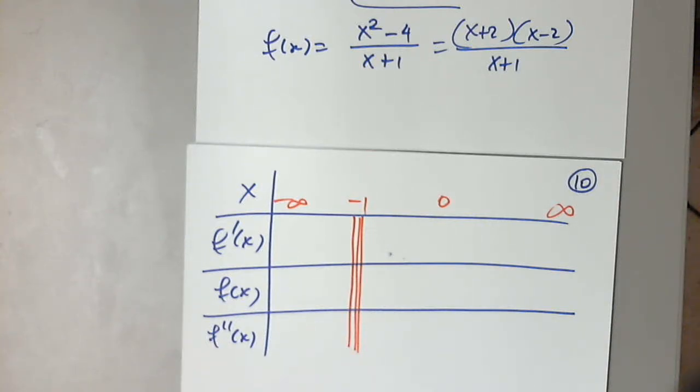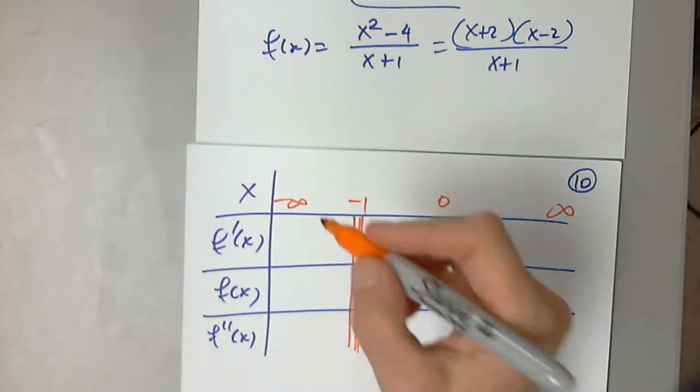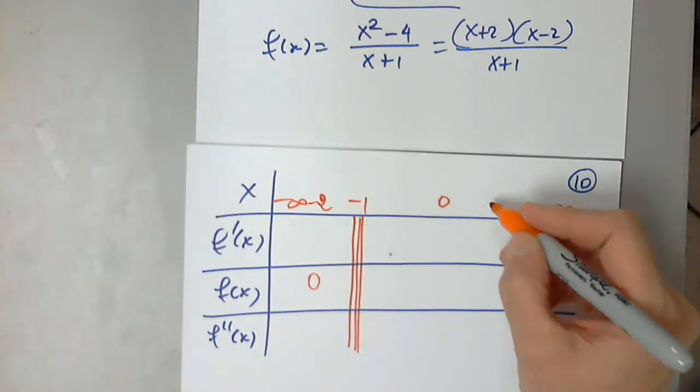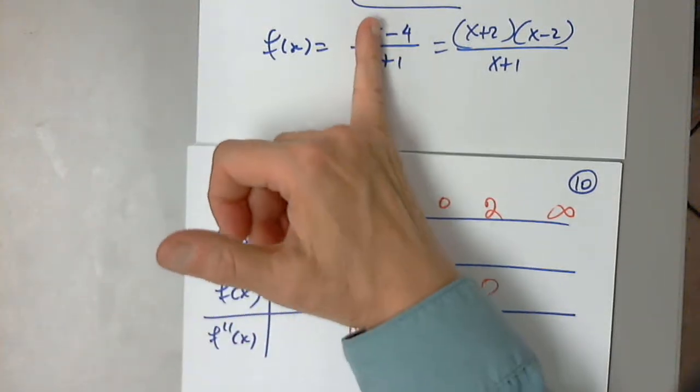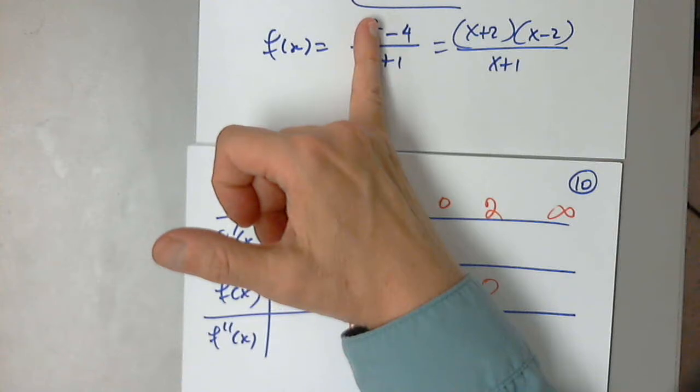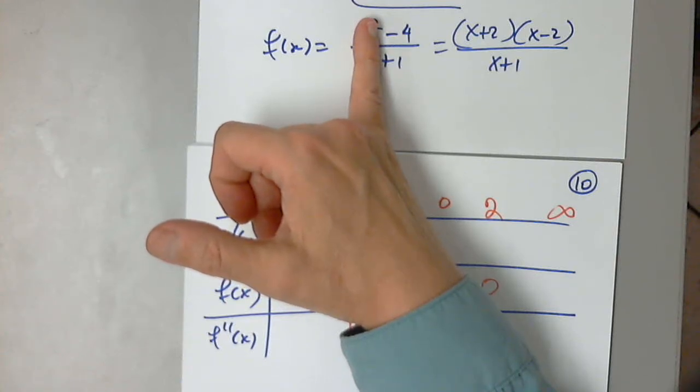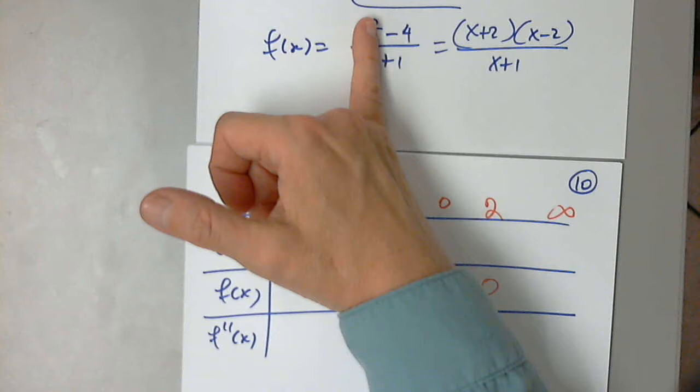Can anyone give us the x-intercepts? Very good. Do you all agree with -2 and 2? Because the numerator is 0 at 2 and -2. And please plug in 0. That's how we find the y-intercept. How much? Very good.